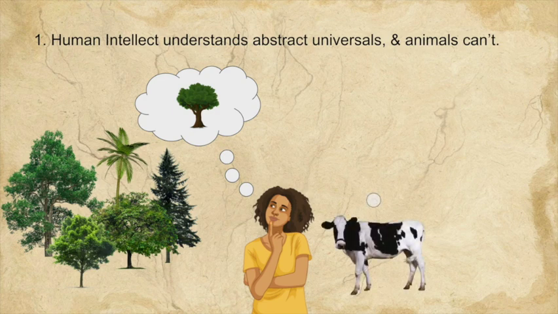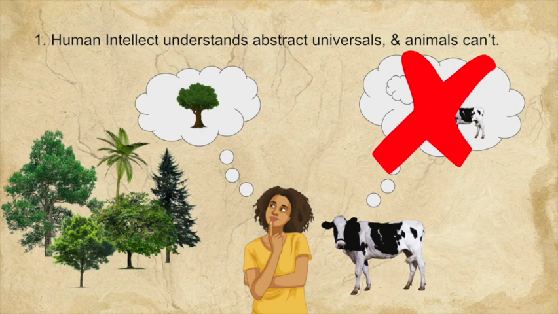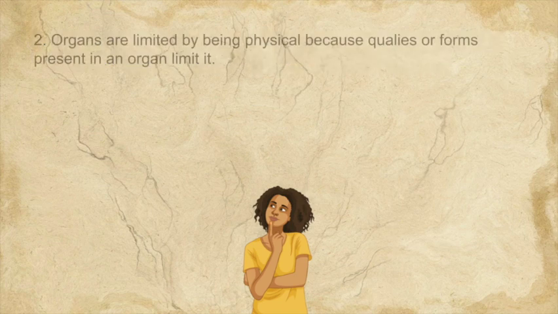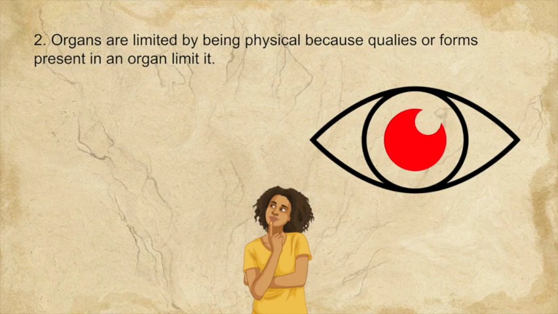Though animals have instinct and stimulus response habits, they don't understand universals as universal. A cow won't think about thinking or understand that other animals hunger. Since universals are unlimited, understanding is unlimited. Organs are limited by being physical because qualities or forms present in an organ limit it. If the pupil were tinted, it would limit the colors seen, so it must be clear and free from color to perceive all color.